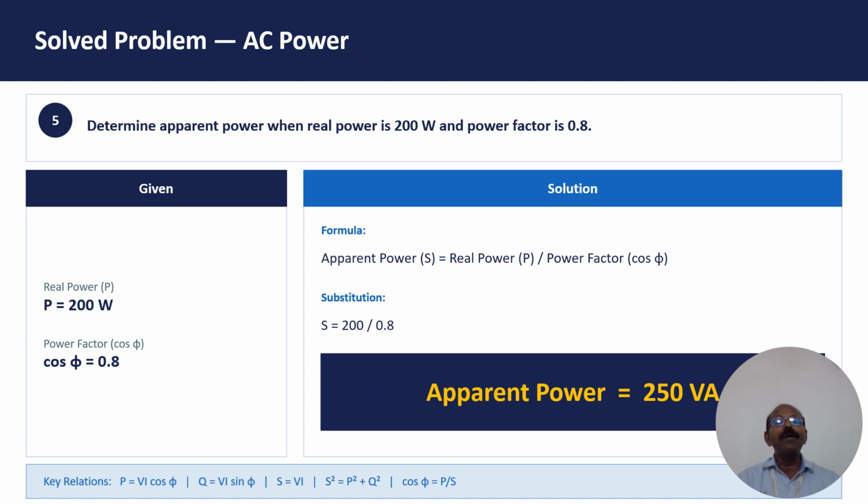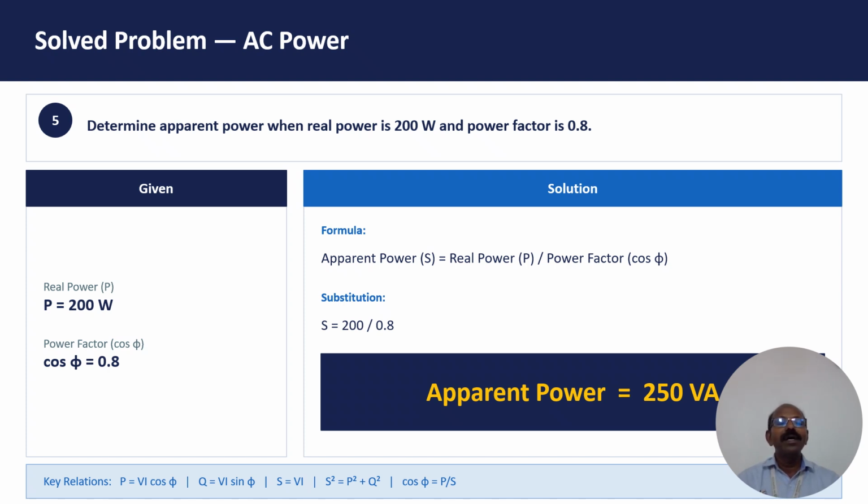And next, determine the apparent power when the real power is 200 watts and power factor is 0.8. In this problem, a real power P is equal to 200 watts. It is given, and power factor cos phi is equal to 0.8. And we have to find out the apparent power. What is the formula for apparent power? Apparent power is equal to real power divided by power factor.